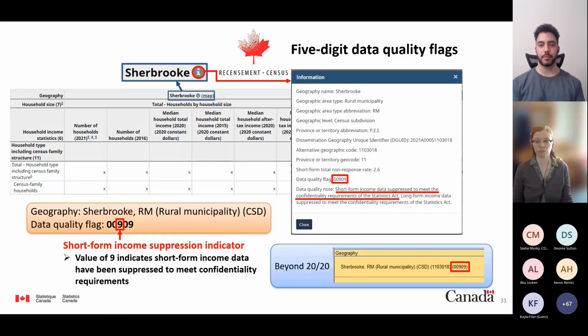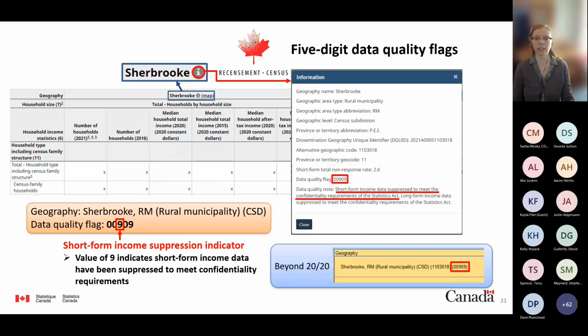Finally, the third and fifth digits of the 5-digit flag are the short form and long form income suppression indicators. So the disclosure control rules for income variables are different than for other variables. So we have separate indicators for income data suppression.